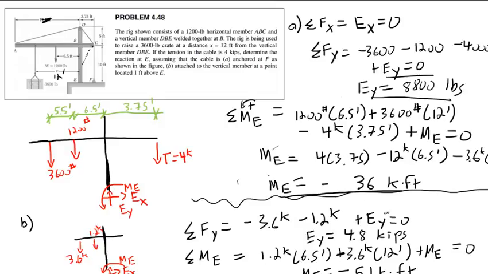So that's the trade-off. That's what we're paying. But what do we get? For that, we get a drastic reduction in the moment. Notice the reaction moment here is 36 kip feet. Here it's 51 kip feet. So we've essentially traded one for the other. We've gotten more vertical reaction force, but in turn we've been able to reduce our reaction moment. So depending on which one you want, you can trade off back and forth.